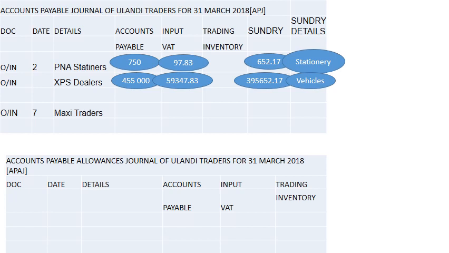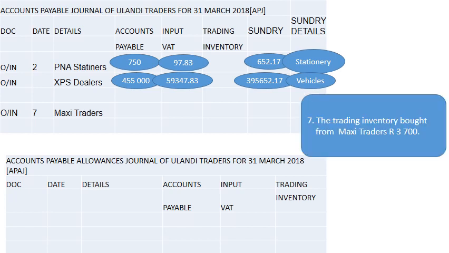The next transaction is line 7. The trading inventory bought from Maxi Traders of 3,700. This transaction will be recorded in the payable journal because it's inventory bought on account. We will use the original invoice received, dated the 7th, the name of the creditor, Maxi Traders. In the inclusive column, we will write 3,700 rand.